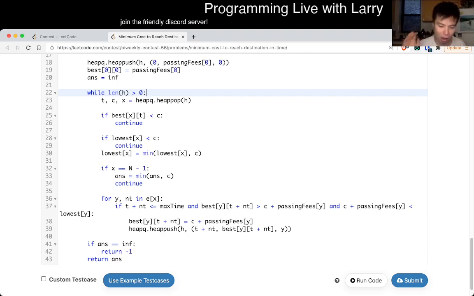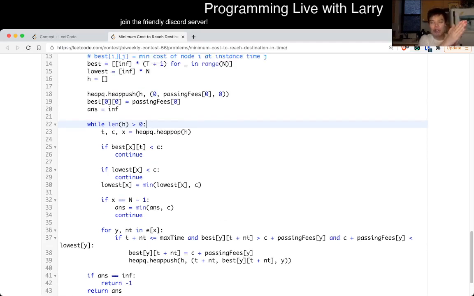So I'm going to talk about instead the change you need to make for this Dijkstra problem, which is that, okay, because we're looking at the time component, the time dimension, and now we're optimizing by time, time is going to be strictly increasing, right?